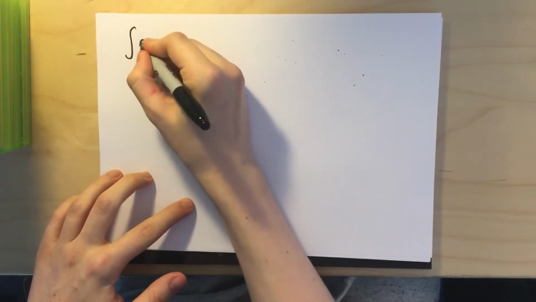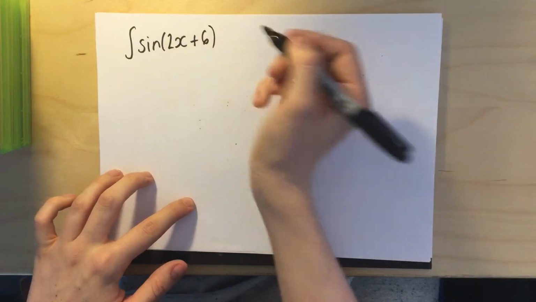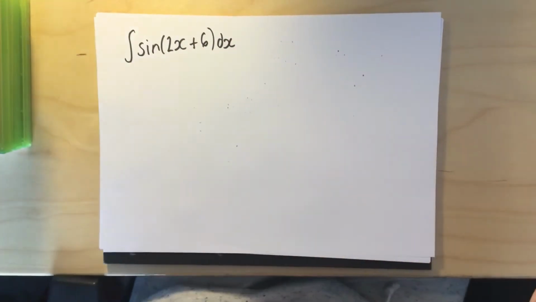Okay, now we're going to do some examples involving some trig functions. Quite a nice example to start this off with is the integral of sine of 2x plus 6 dx. Nearly forgot it again. Not a good day for me.